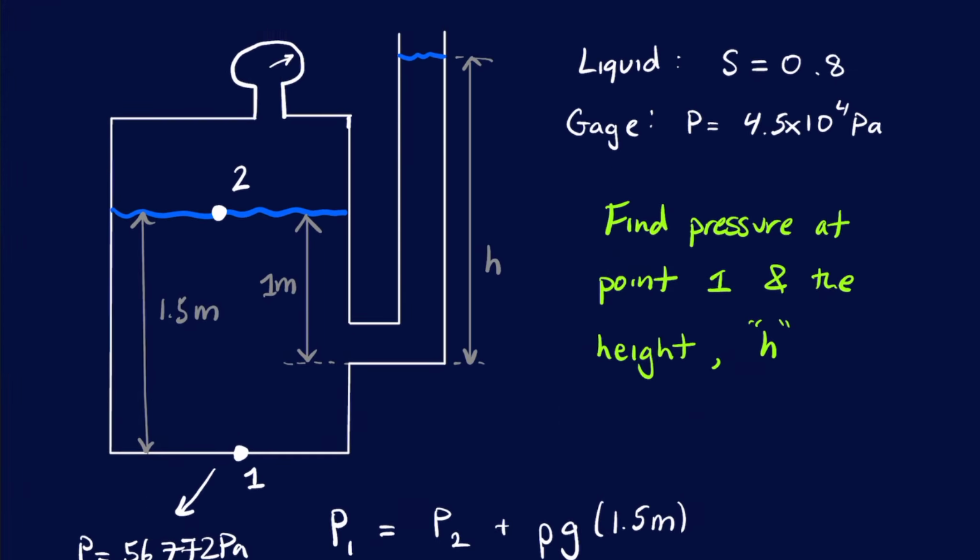So the equation that we're going to write is the pressure at the bottom of the tank at point 1 equals the specific gravity of the liquid times the density of water times gravity times the height. And we'll call this height capital H. Now capital H equals the height of the water plus 0.5. And this is because the distance between the bottom of this tube and the bottom of the tank is 0.5, if we just do 1.5 minus 1.